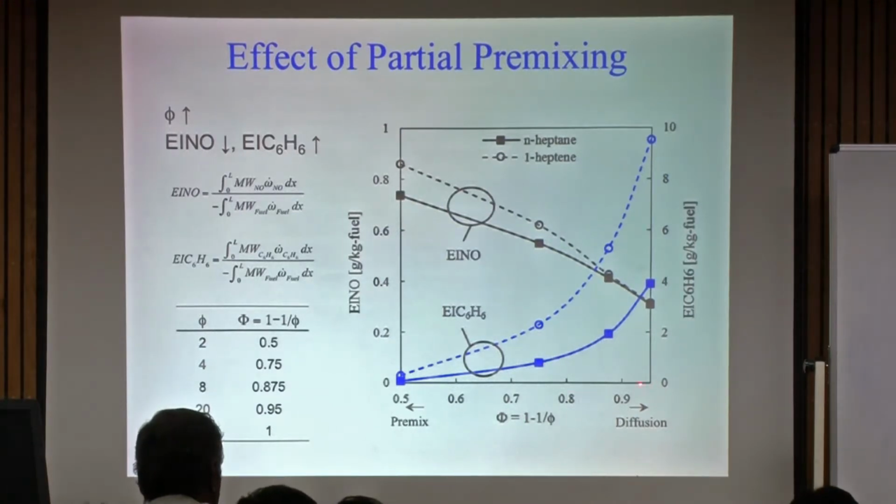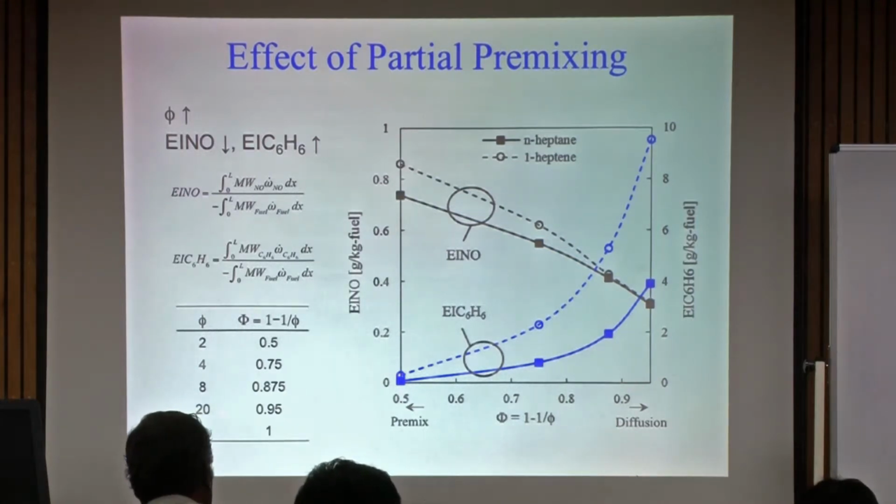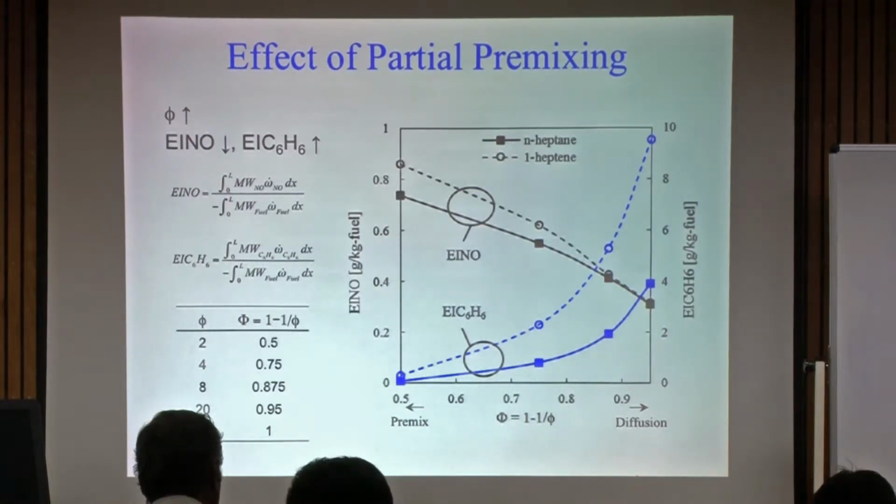So here phi is about 8. Here the values are shown. So the limiting case will be 1 here. That's the diffusion flame. So as you go towards the diffusion flames, more soot is produced. As you increase the equivalence ratio, more soot is produced, but NOx is reduced.